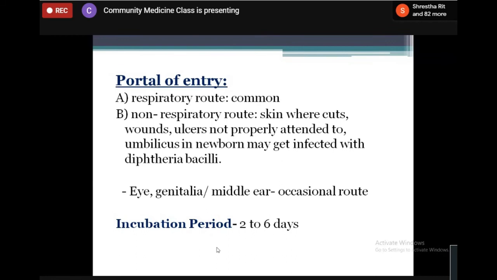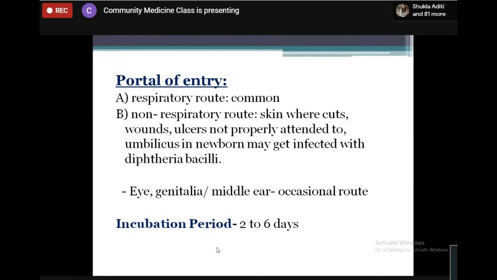That's why they apply hexidine these days, an antiseptic. They apply 4% hexidine around the umbilical area once the umbilical cord is cut and disconnected from the mother. Entry can also be through the eye, genitalia, or middle ear, but this is a very occasional route.